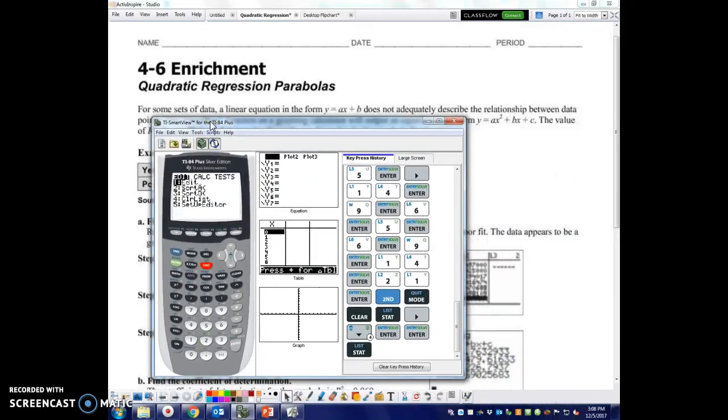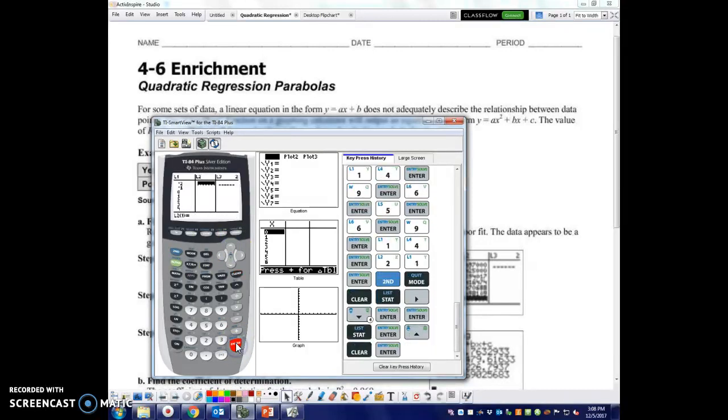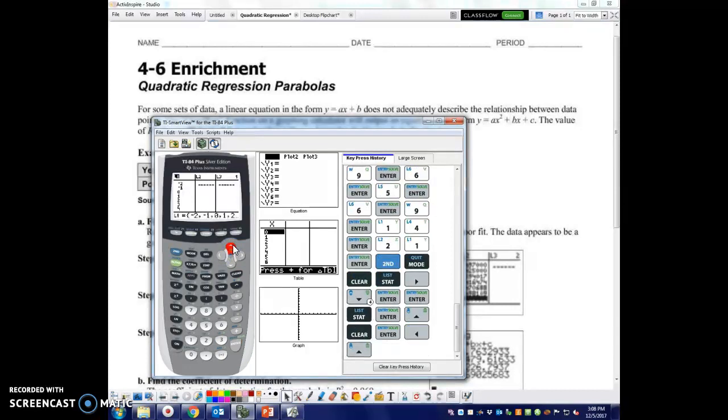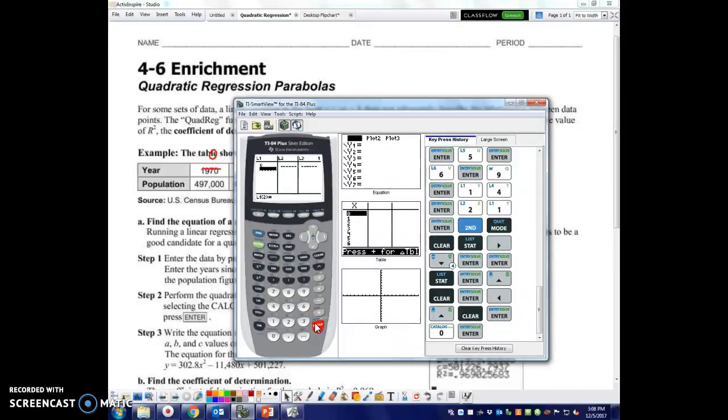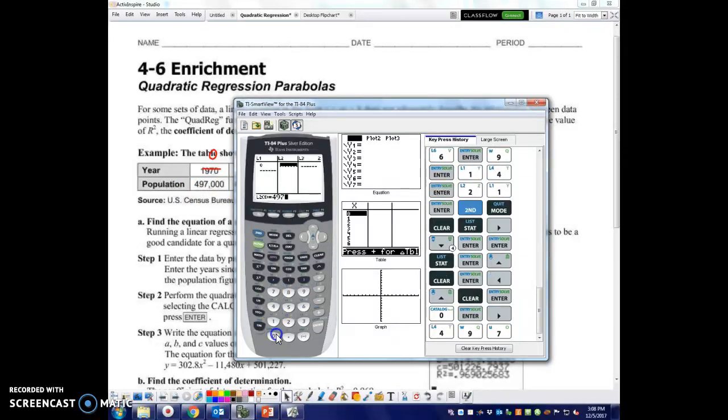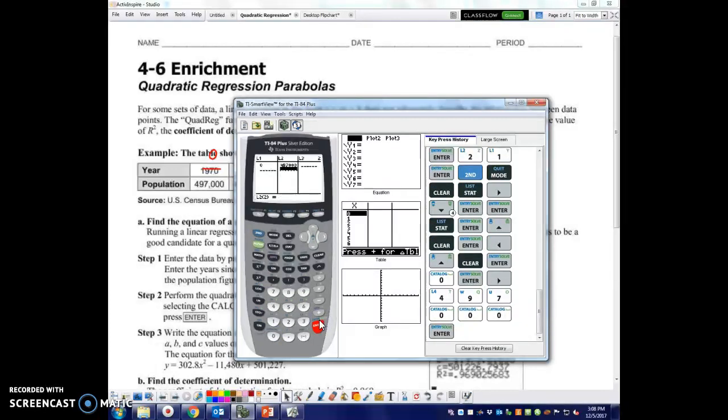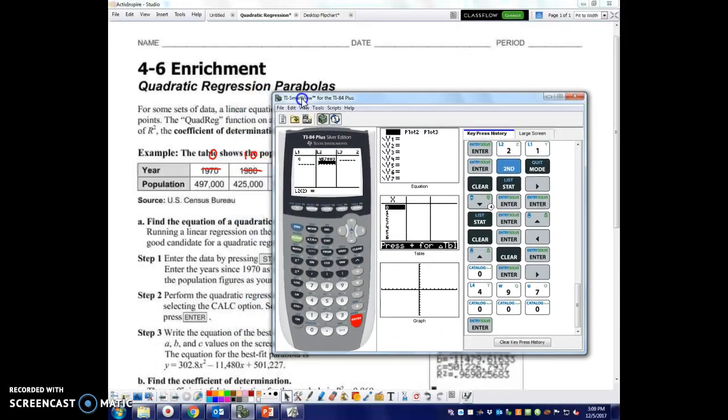Stat, edit. And we need to clear it, right? So go up to L2, hit clear. Enter. Go over to L1, hit clear. Enter. Okay? So, we have 0 as our x, because it's the year, and then 497,000 is our y. 497,000. Enter.